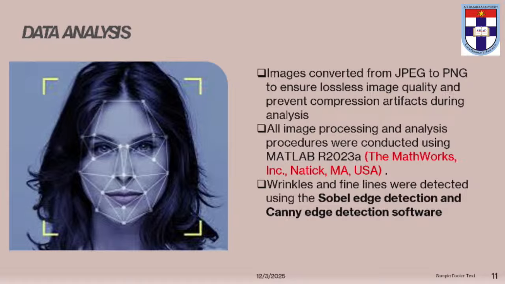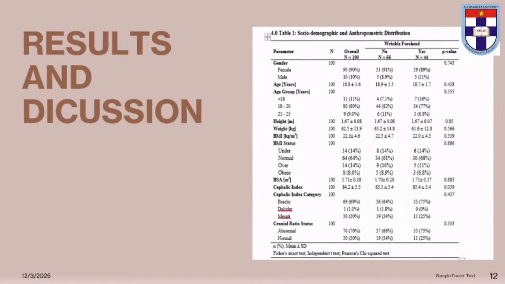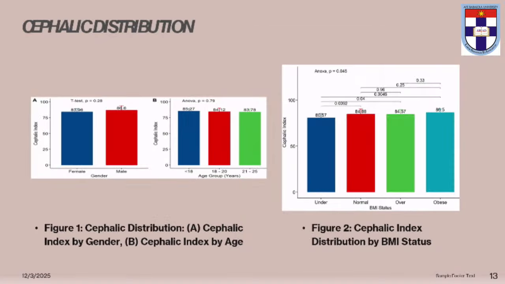Wrinkles and fine lines were detected using Sobel edge detector and Canny edge detector. Then over to my results and discussion. From the screen, you can see two graphical representations of cephalic index against gender and also age. From my study, I could say that gender and age have no significant impact on cephalic index.